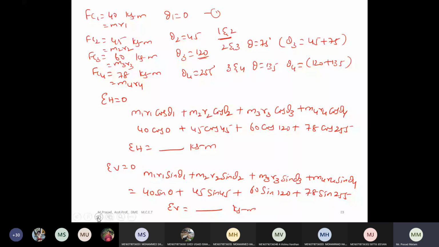What is sigma H I am getting? Is anyone solving? So this comes as 21.6. This color is not visible.